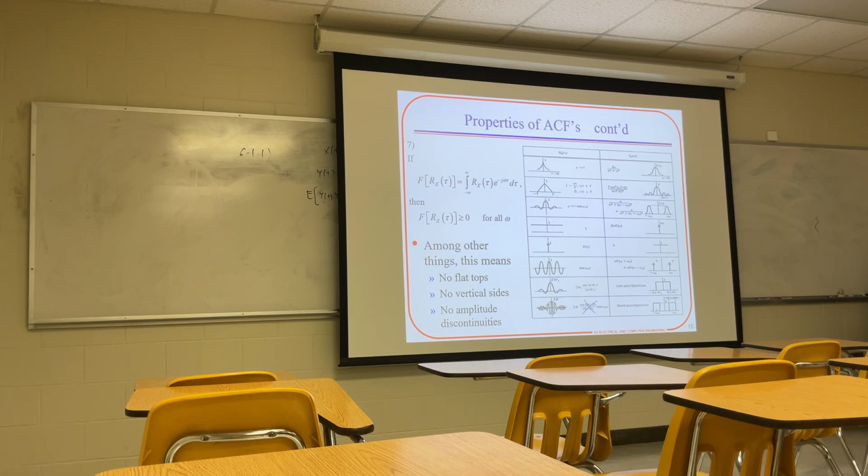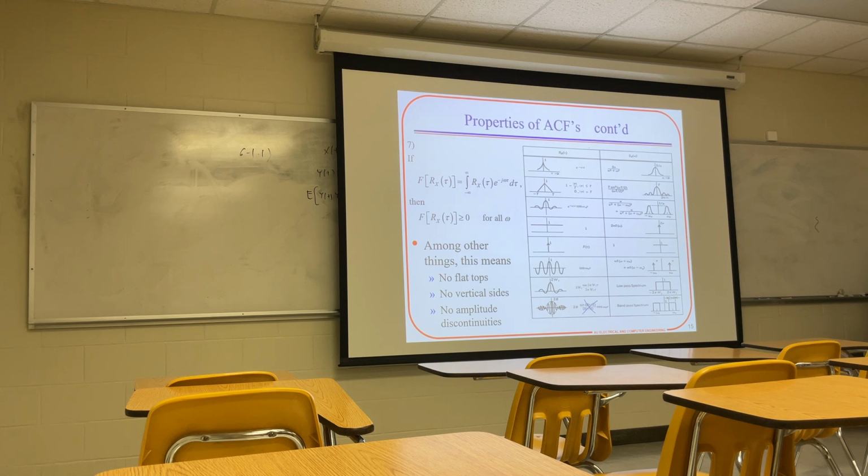There are no vertical sides. You can't have something outside of an impulse that's a vertical side, and no amplitude discontinuities. That's sort of saying the same thing. You can't have a discontinuous autocorrelation function. It's always monotonically increasing or decreasing. Everybody with me on that?